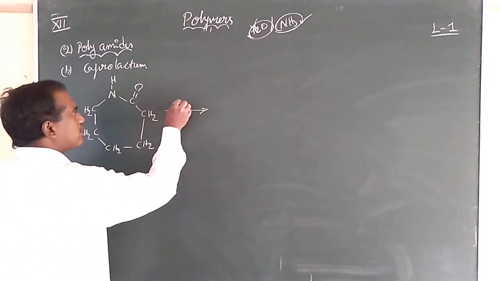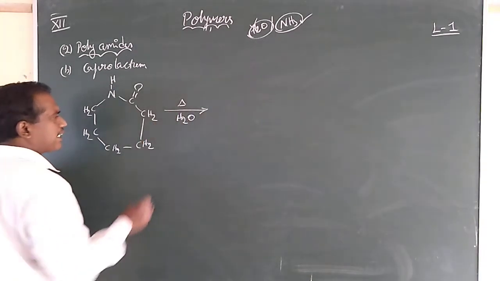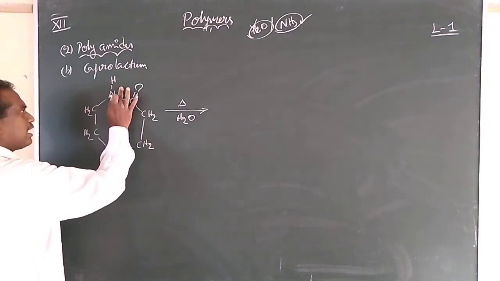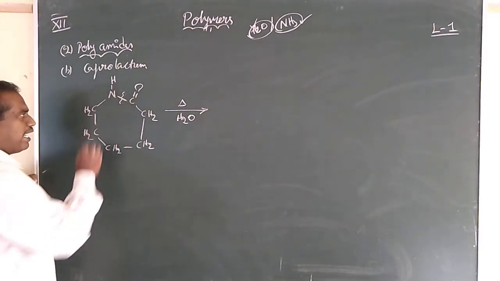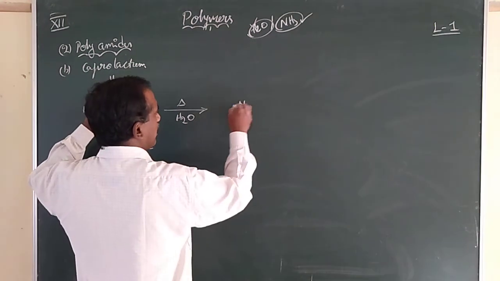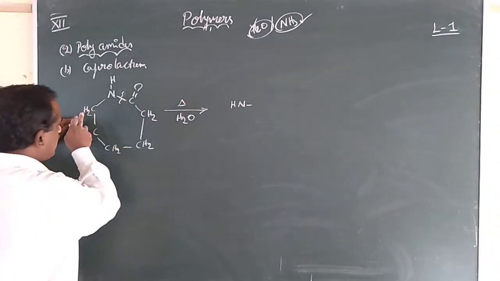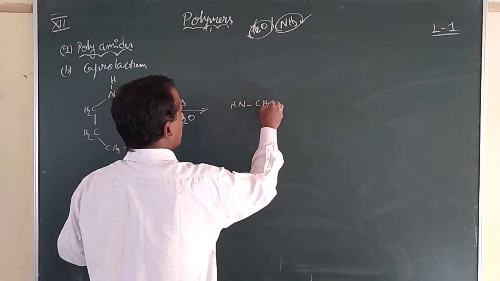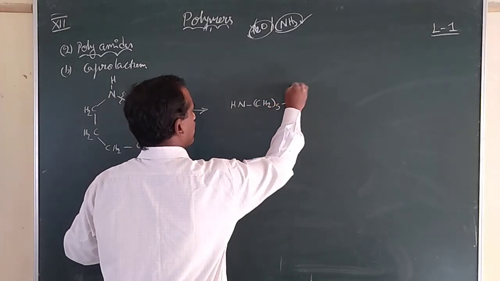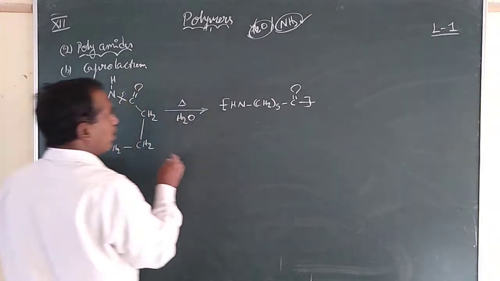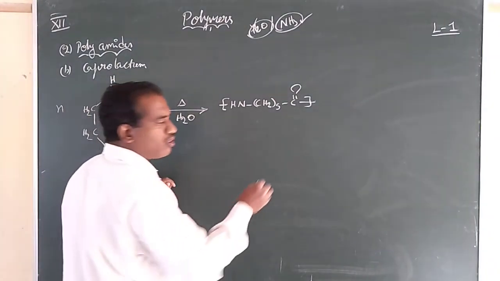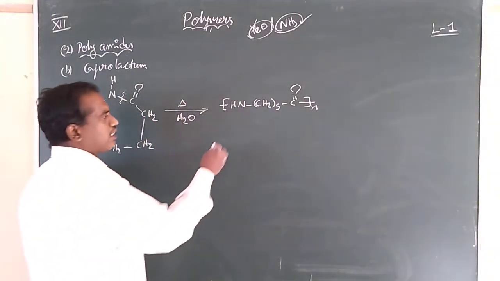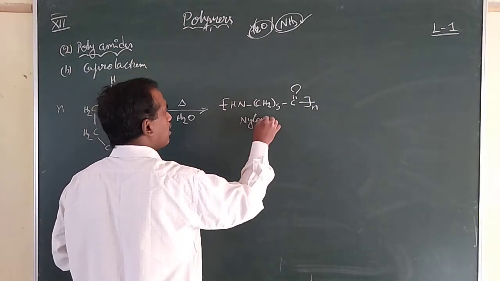On heating this, followed by reaction with water, the cyclic structure will break at this amide linkage, forming NH, then CH2, CH2, CH2, CH2, CH2. How many are there? 5 are there. CH2s are 5 in number, then C double bonded O. N number of molecules will be used, so N number of products will be formed, resulting in the compound called nylon 6.